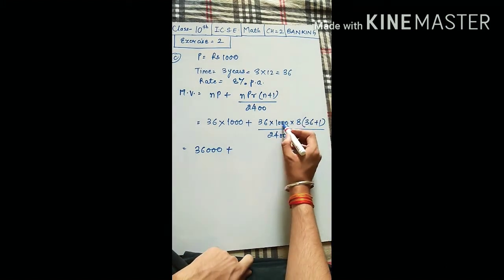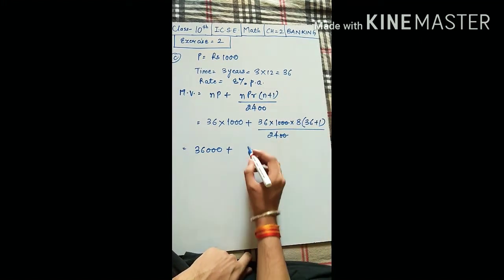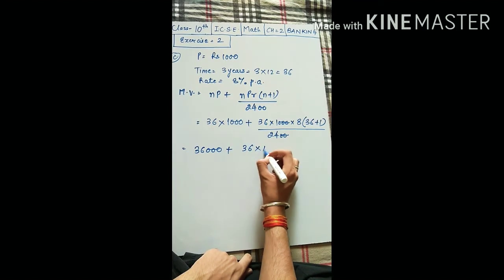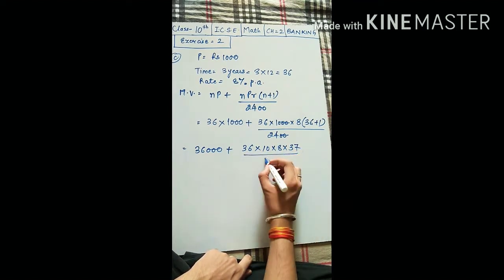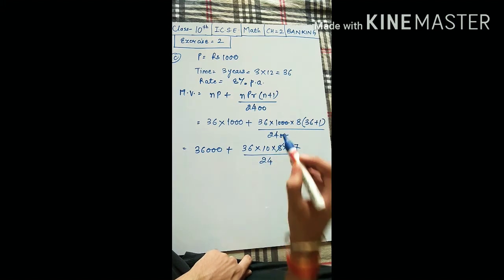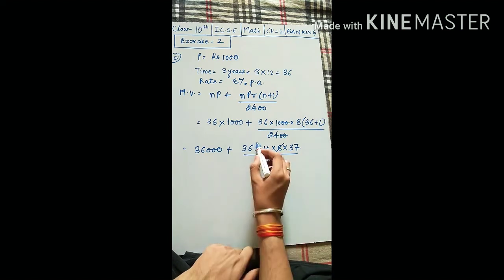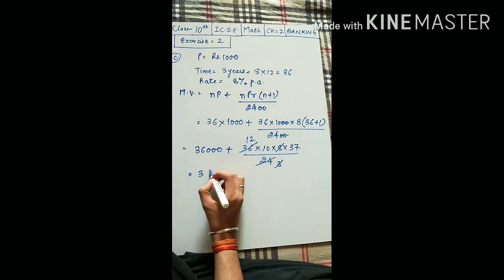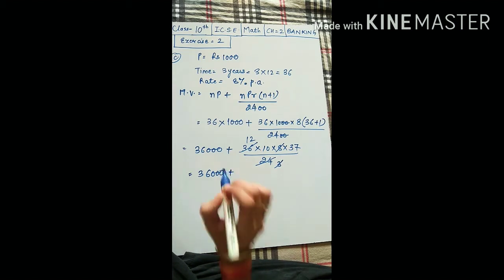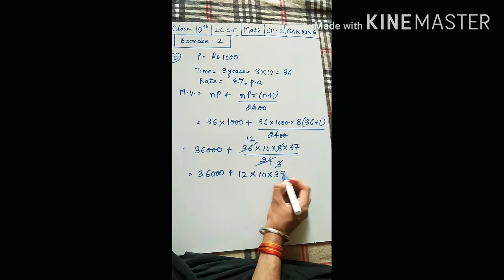Okay, we can cancel these two zeros with these two zeros. So this is 36 into 10 into 8 into 37 upon 24. This 8 we can cancel here 3 times, and this 3 will be cancelled with this one. This is 12. So this is 36,000 plus 12 into 10 into 37.